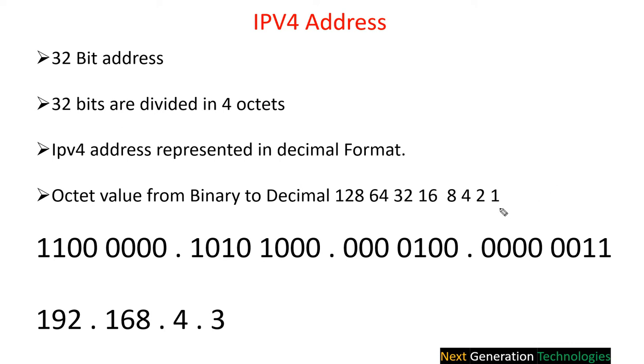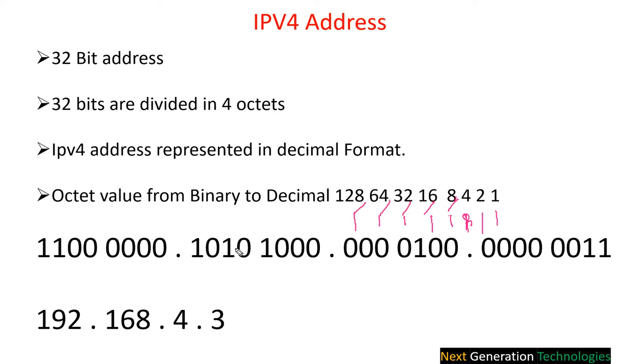Generally, the binary to decimal conversion is done like this: in an octet, each binary position represents a decimal value. For example, if the last binary is 1, then it represents 1. If second last, then 2. Then if it is third, then it is 4. Then further it is represented from binary to decimal as 8, 16, 32, then 64, and this is 128.